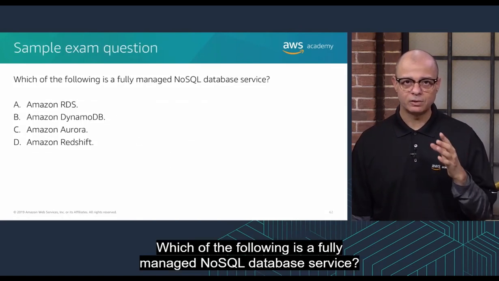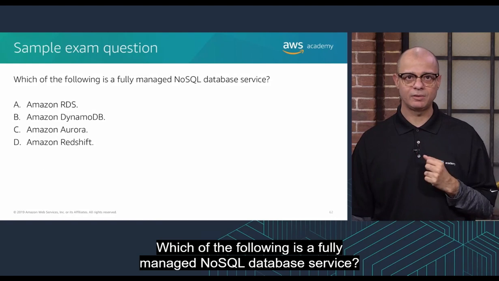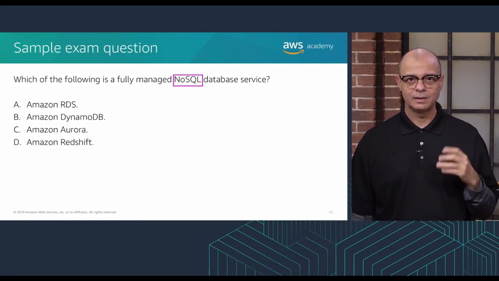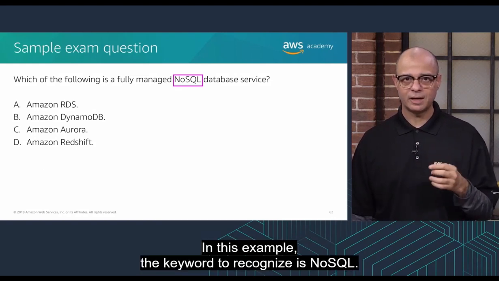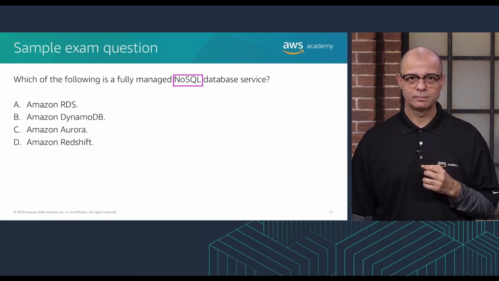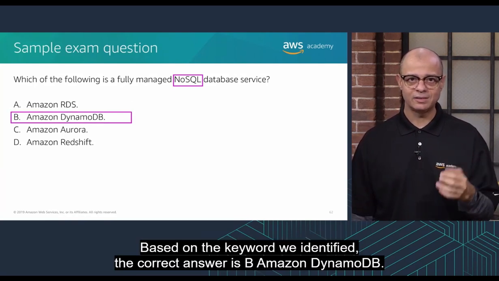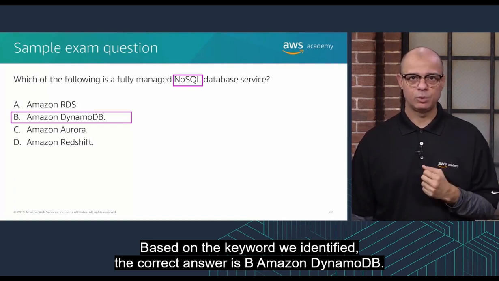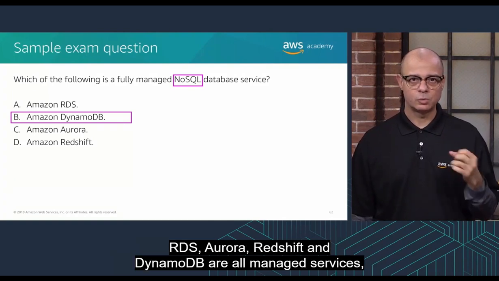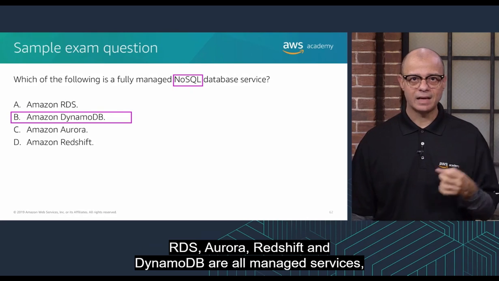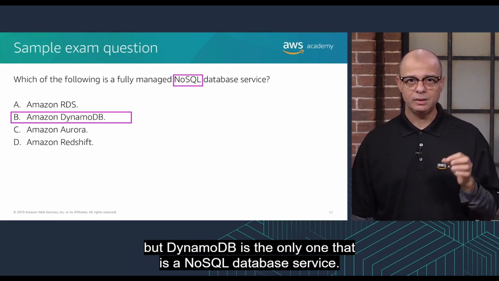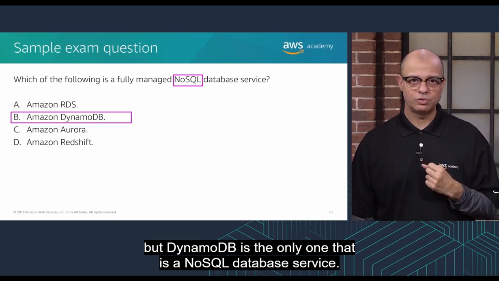Which of the following is a fully managed NoSQL database service? In this example, the keyword to recognize is NoSQL. Based on the keyword we identified, the correct answer is B, Amazon DynamoDB. RDS, Aurora, Redshift, and DynamoDB are all managed services, but DynamoDB is the only one that is a NoSQL database service.